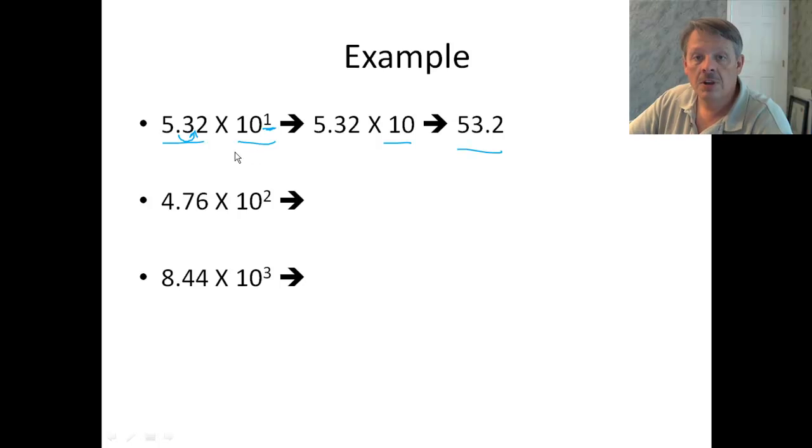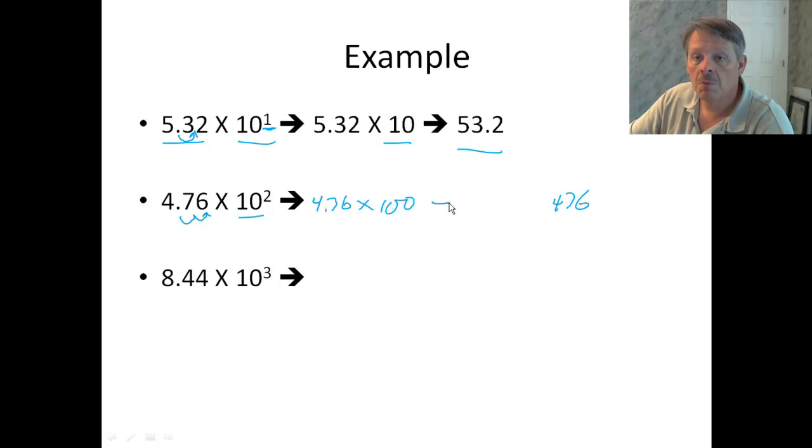Right? So what I'd like you to do is pause the video, do the next two on your own, and see if you can do them. Okay? So you should be able to look at this and say, I'm moving the decimal point 2 positions, so I should have 476. Do I believe that? Well, 4.76 times 10 to the 2 is I'm multiplying by 100.